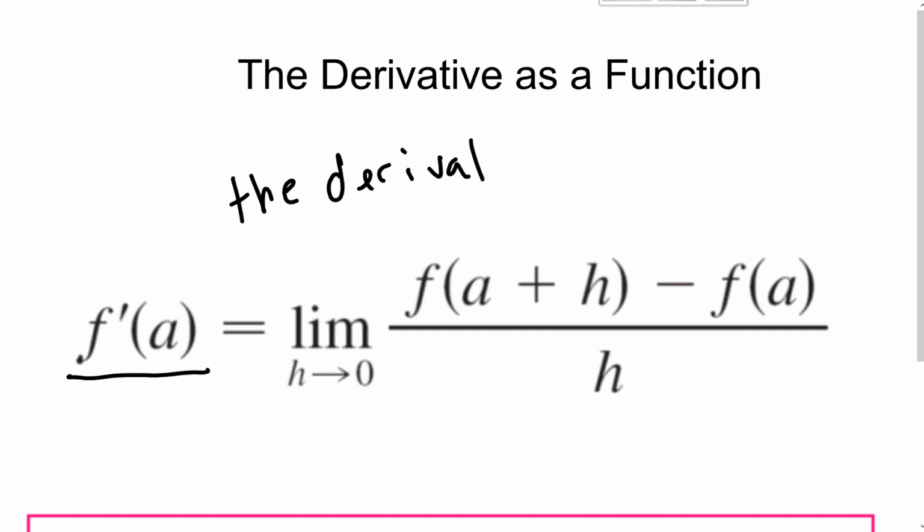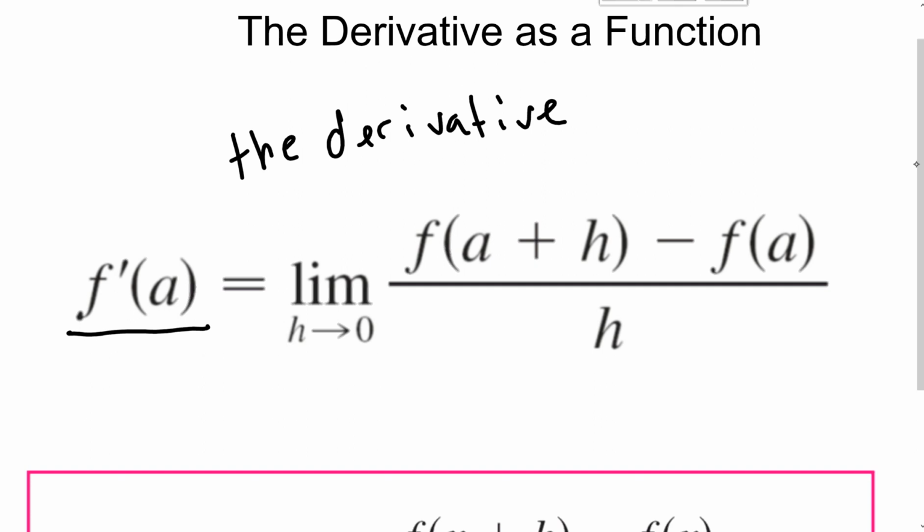And so we can find that by taking the limit of the difference quotient, right, as h goes to 0. So that's equation 1 or equation 2 or whatever. It's asking equation 2. So this is the derivative of f. And so we can graph this.